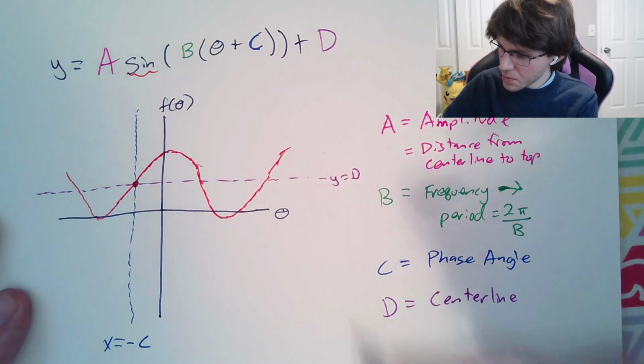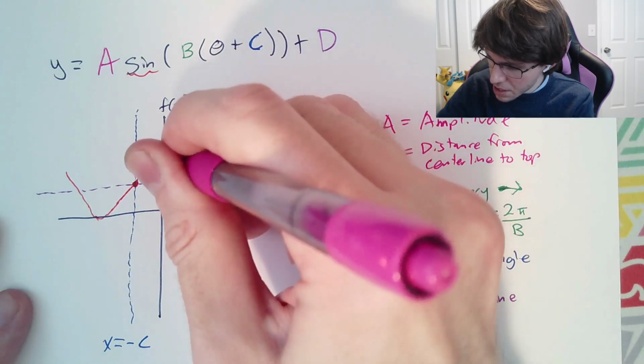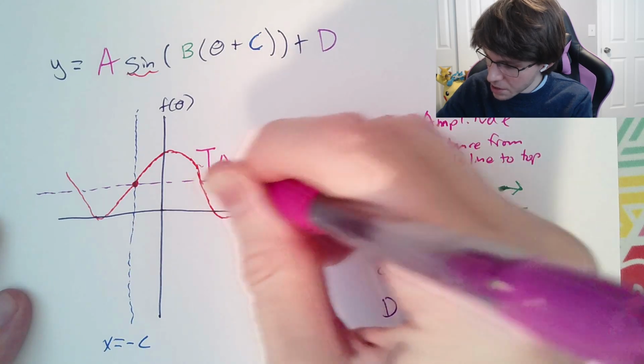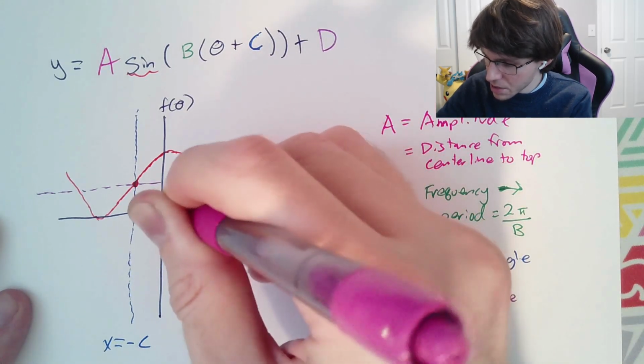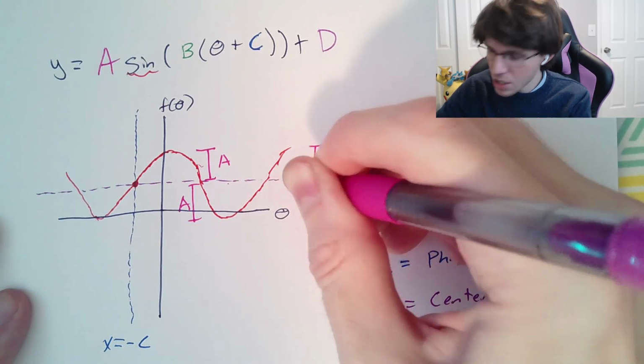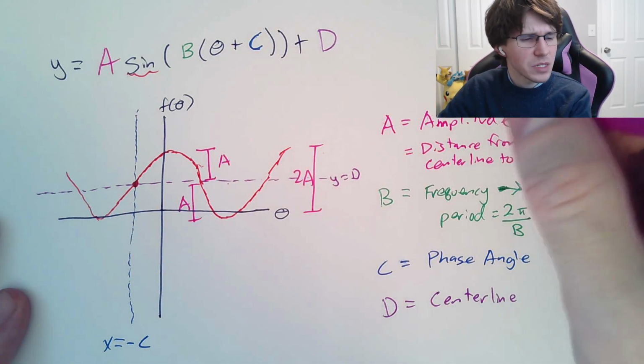Other stuff here in pink, the amplitude. The amplitude is the distance from here to here. We call this the letter A. Likewise, it'll be exactly the same distance from here to here, also the letter A, and therefore the entire distance must be 2A from the top to top there.